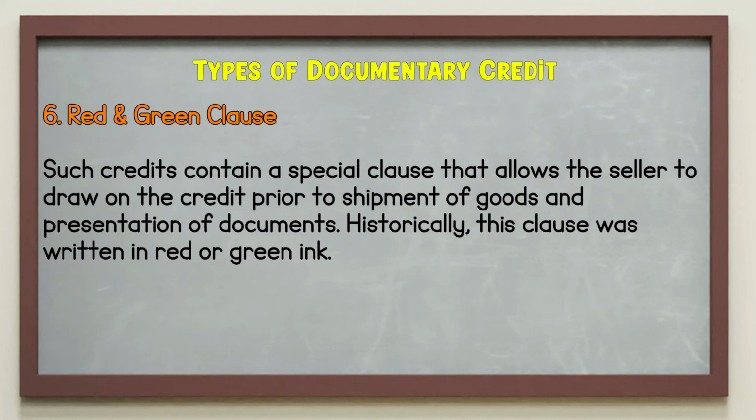Number 6, red and green clause. Such credits contain a special clause that allows the seller to draw on the credit prior to shipment of goods and presentation of documents. Historically, this clause was written in red or green ink. Hence the name, red and green clause.